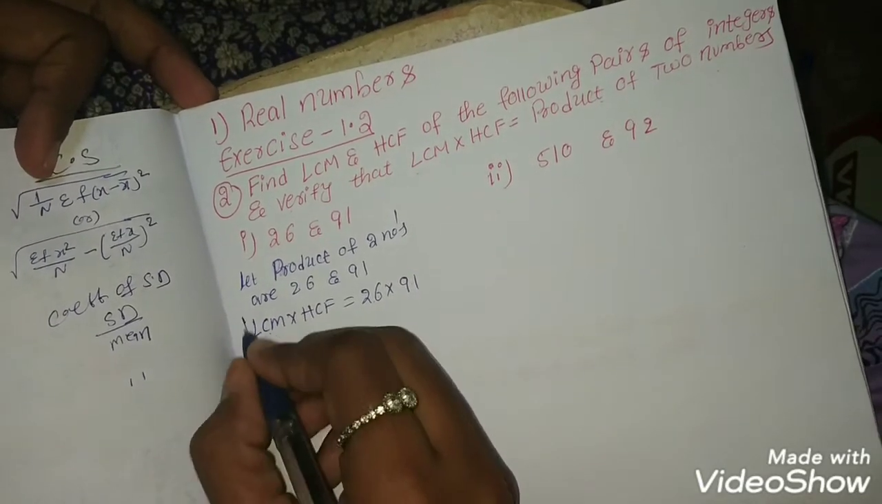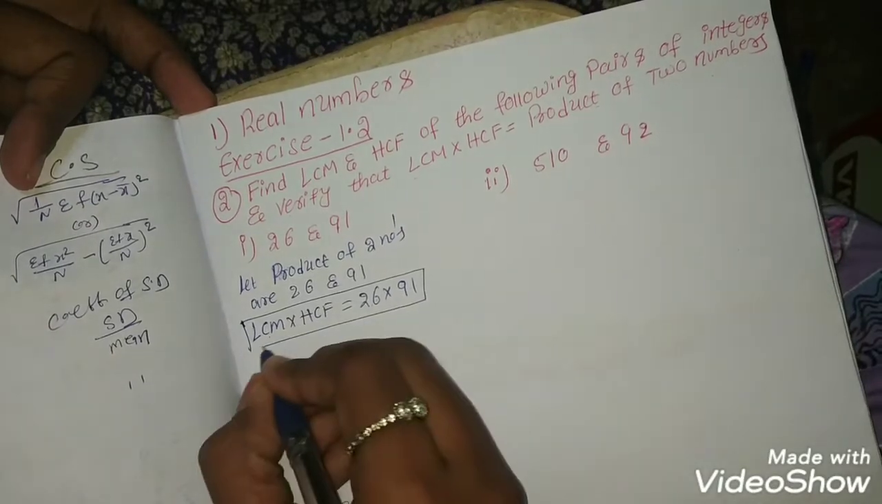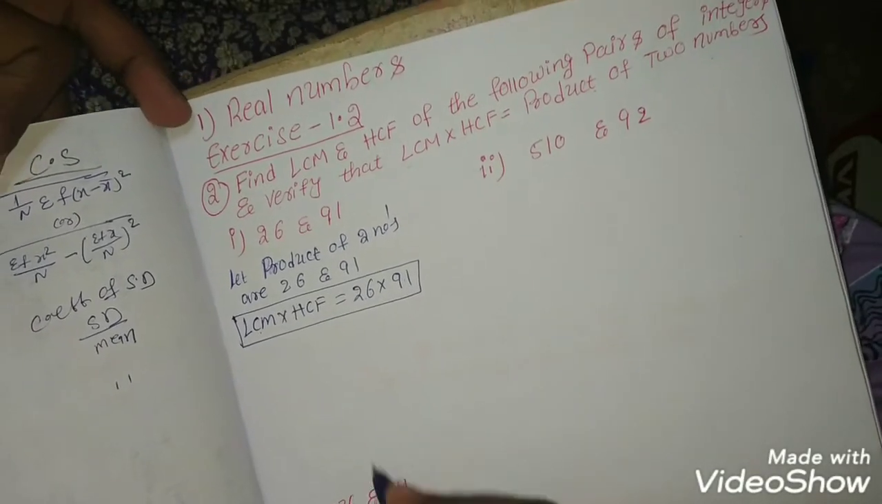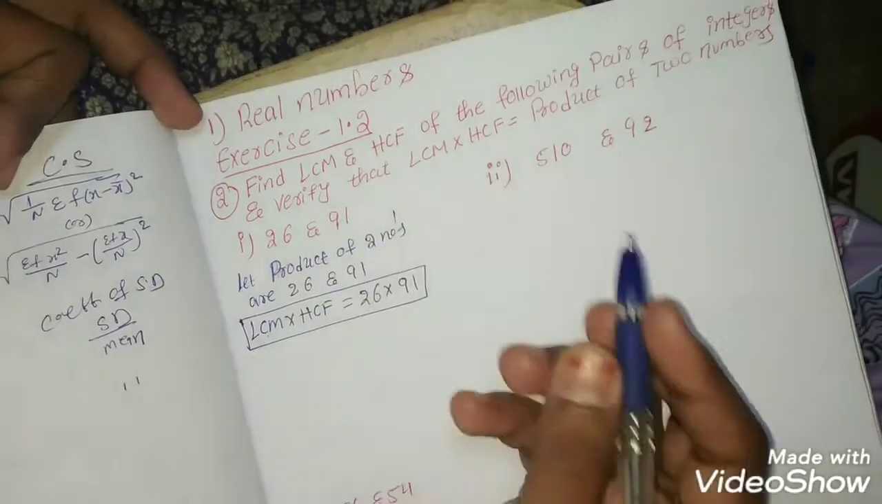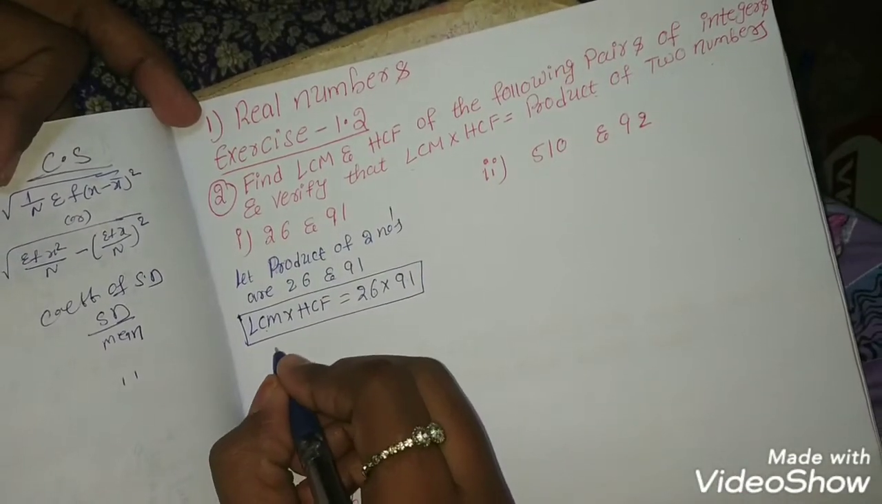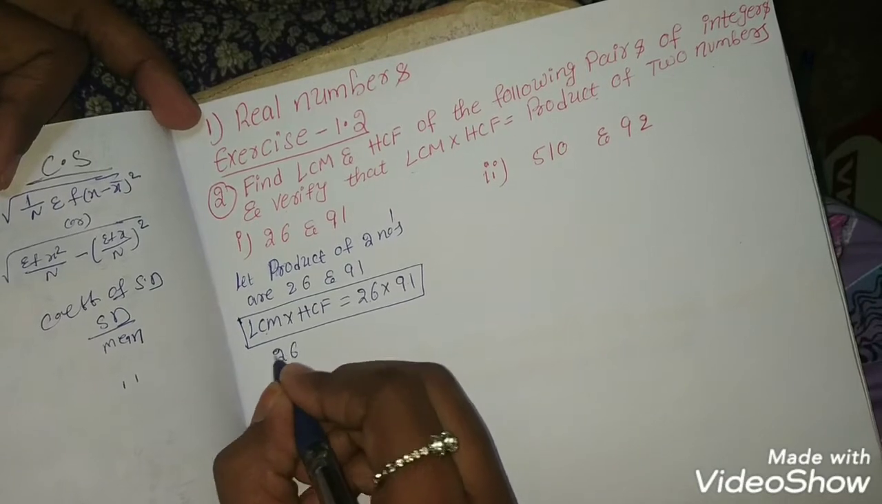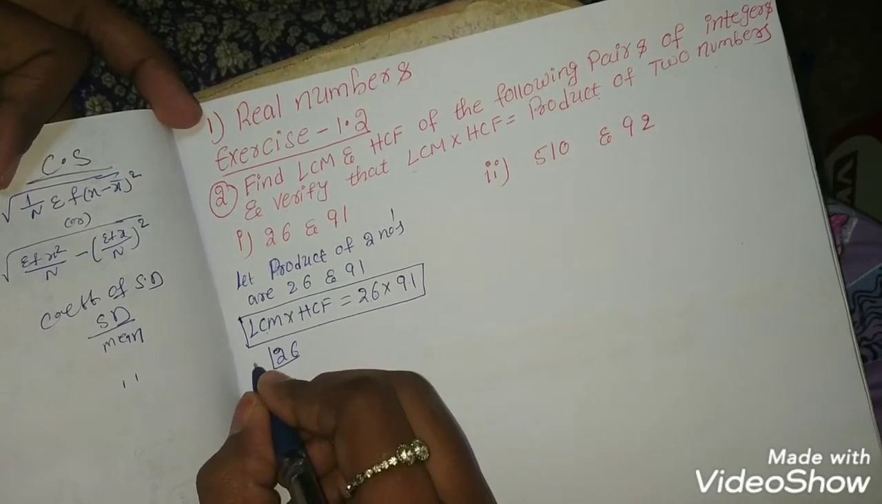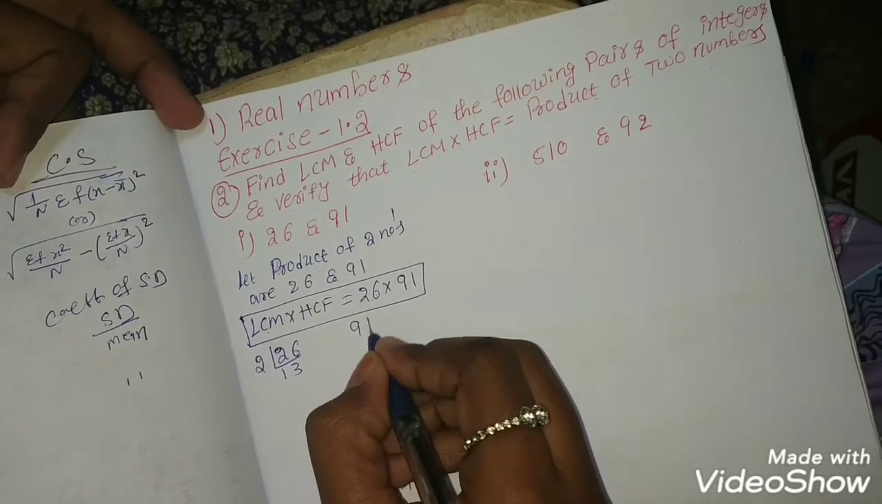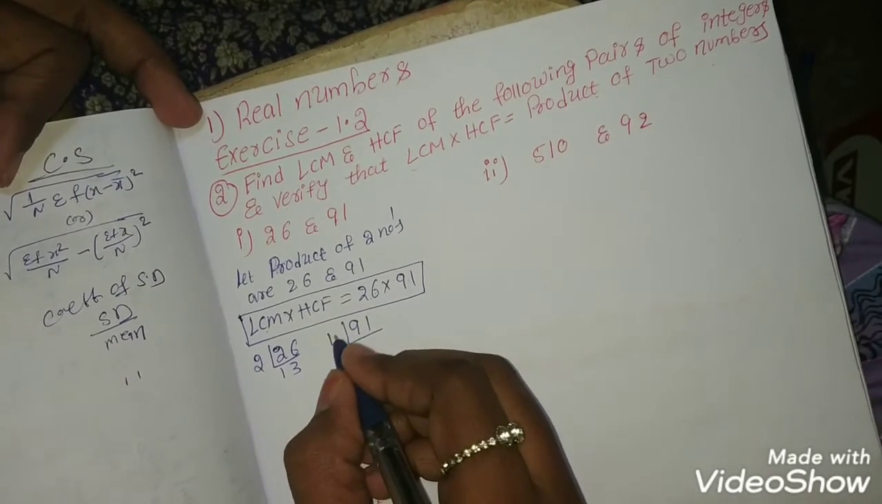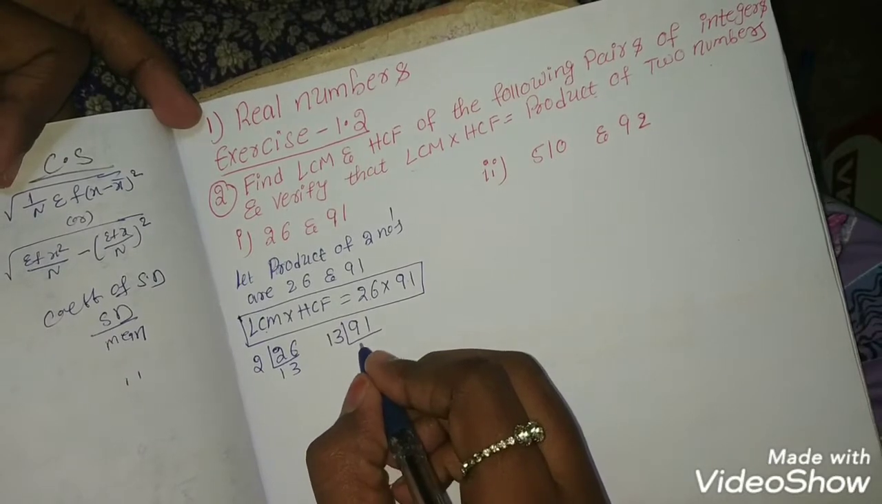So first of all, what we have to find? This is the main theme of this question. First of all, for 26 and 91, we have to find out the LCM and HCF. Let's find by the prime factorization method. 2 1s are 2, 2 13s are 26, and for 91, 13 7s are 91, right?